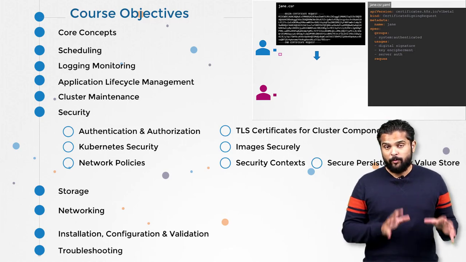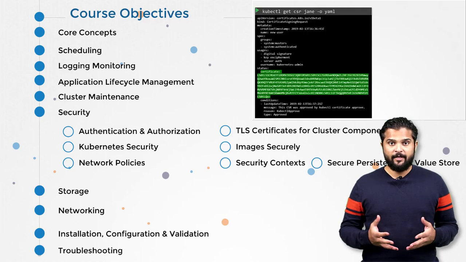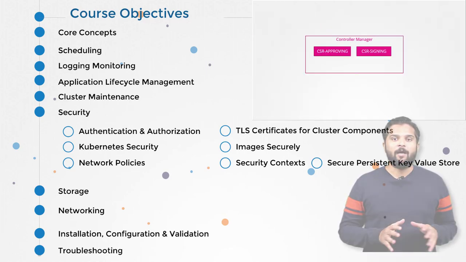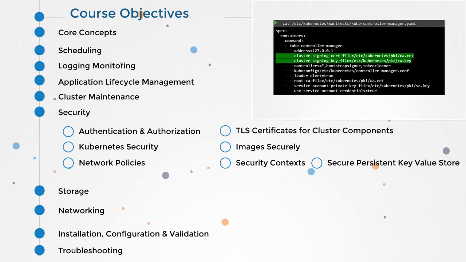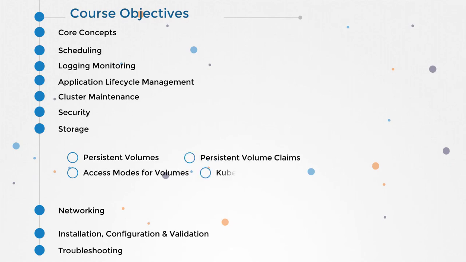You will be asked to troubleshoot and fix issues related to certificates, which I believe will give you confidence in working with certificates. We look at the new certificates API. We then look at role-based access controls and attribute-based access controls for authorization. We then look at network policies and security contexts.